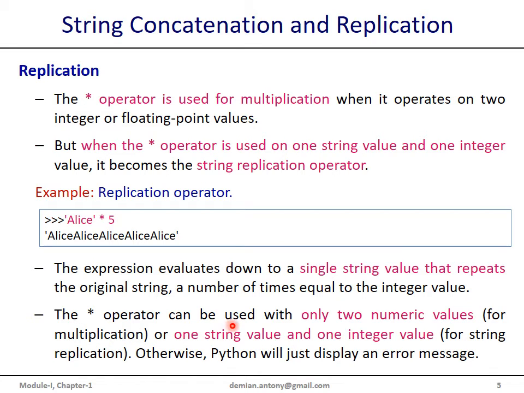The star operator can be used with only numeric values for multiplication, or with one string value and one integer value for replication. Otherwise, Python will just display an error message.